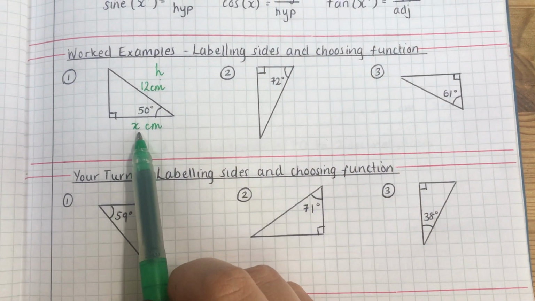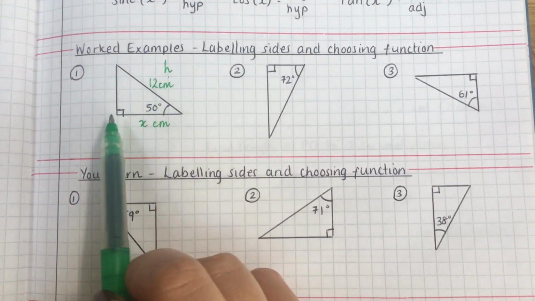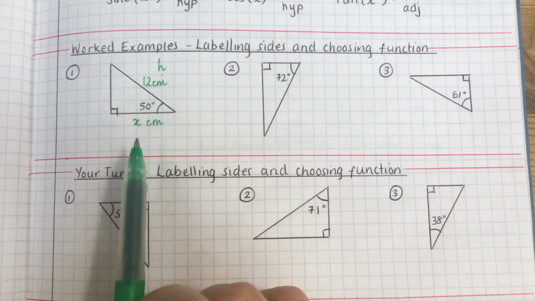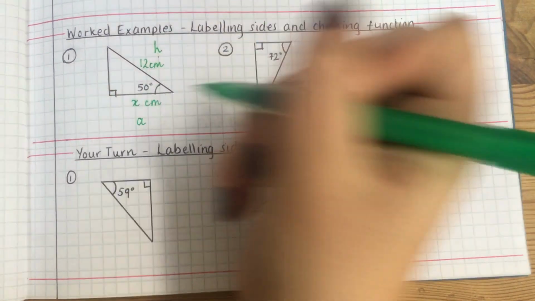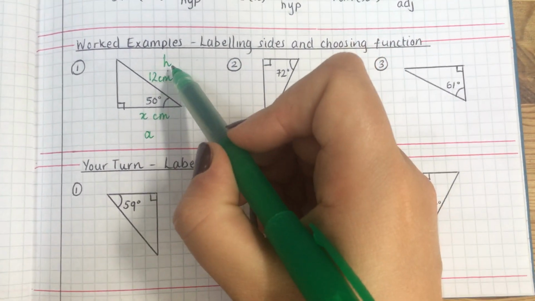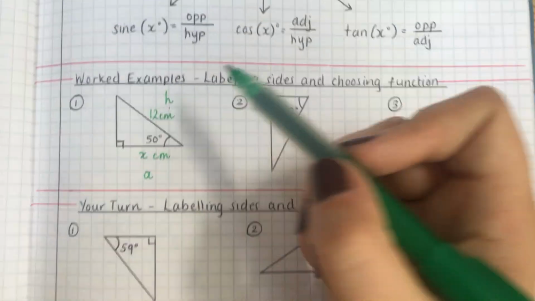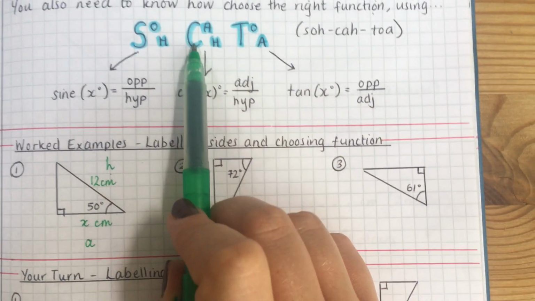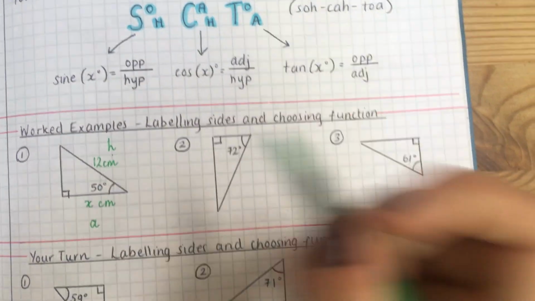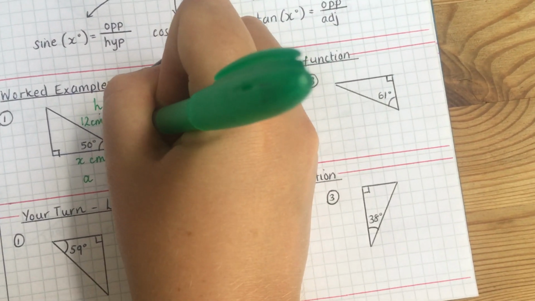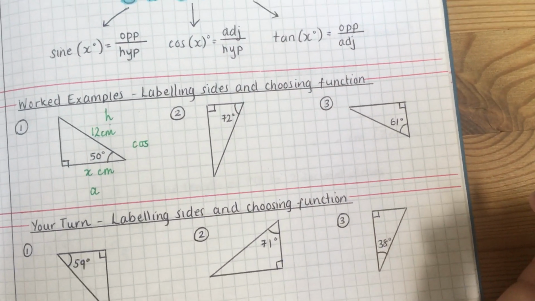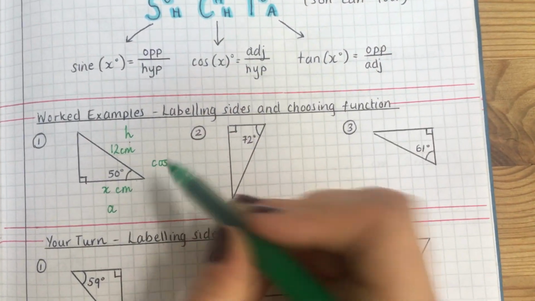And the X centimetre side is next to the right angle, next to 50 degrees, so this must be the adjacent, A. So as we can see, we've got A and H. Now going back to SOHCAHTOA, which one's got A and H? Cos does, Ka, okay? So that means that we'll be using cos. All I want you to do is write down the label of the sides and the function.